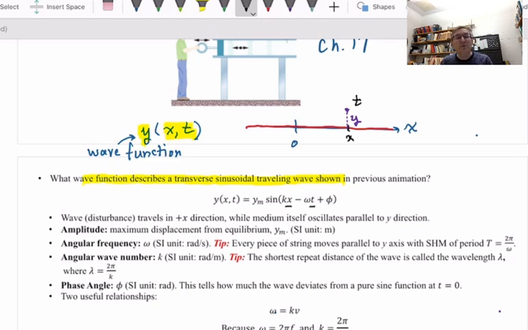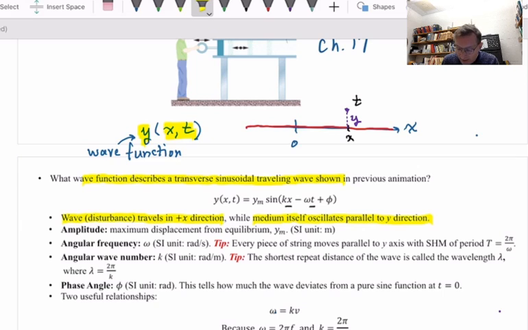So we're going to need to understand this function. So let's go through some of the key points. Let me emphasize something I've already said. The wave disturbance travels in the plus x direction, while the medium itself oscillates parallel to the y direction, the rope or string.